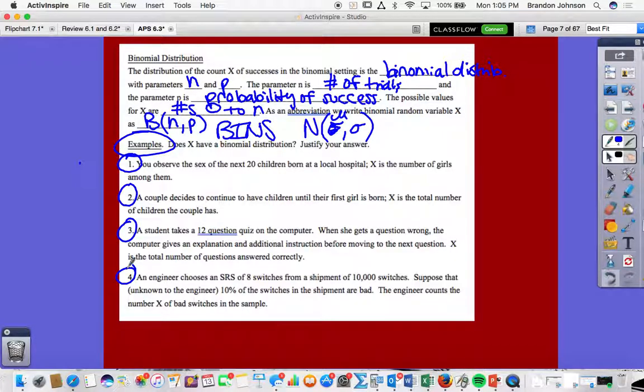20 children. You observe the sex born at a local hospital. X is the number of girls among them. Gabby, what'd you say on this one? You said yes? Y'all agree? Yes, it is. Why did you say no, Matthew? Or who? Did someone say no? Oh, okay, never mind. I'm hearing stuff. Must have been my imaginary friend. All right. Number 2. Morgan, why is it no? Because there is not a fixed number of trials. Good, not a fixed number of trials.